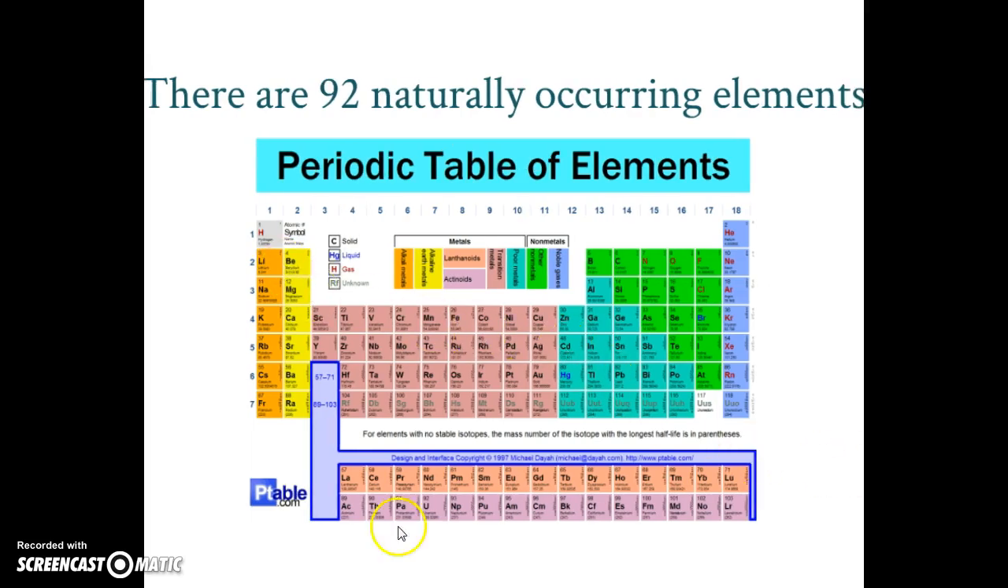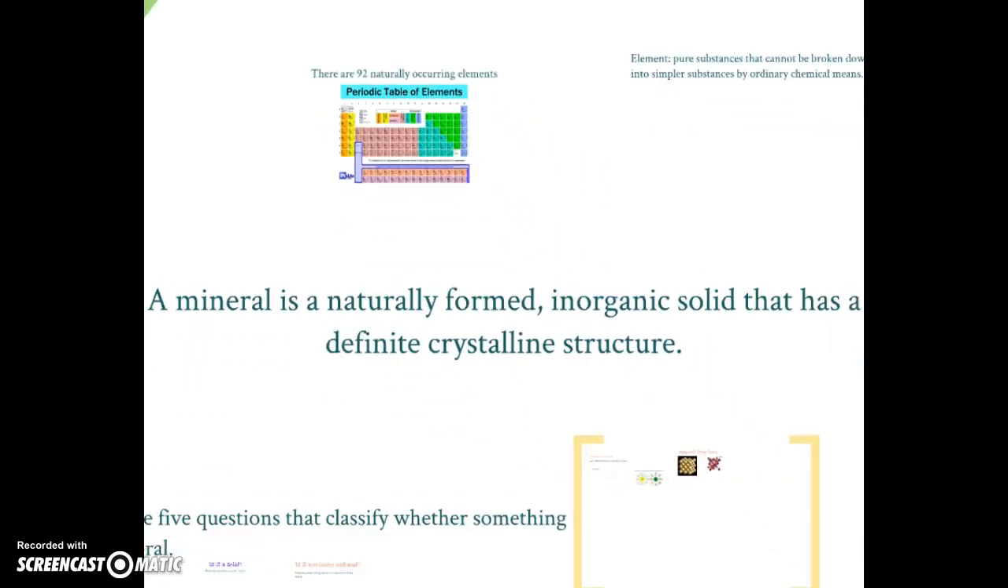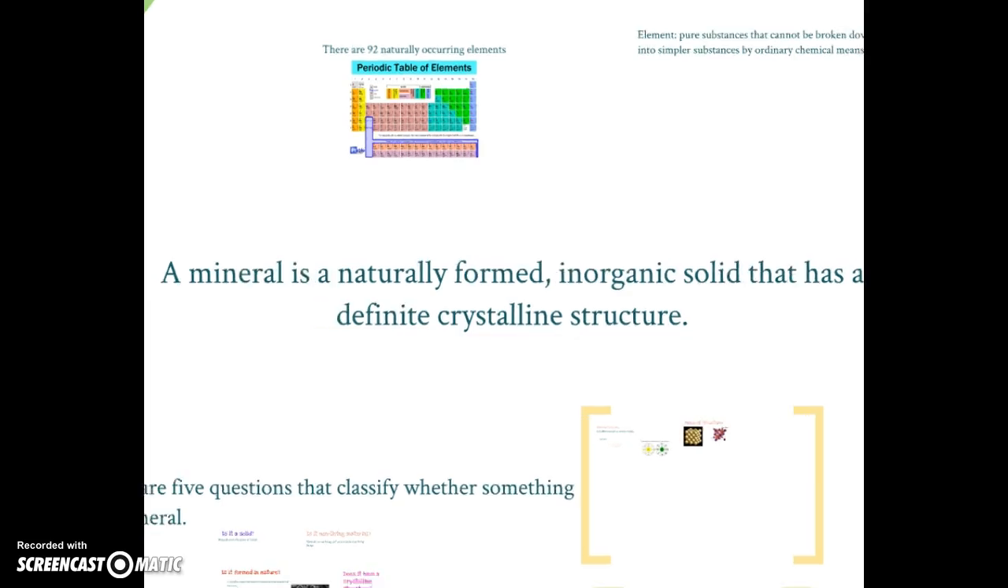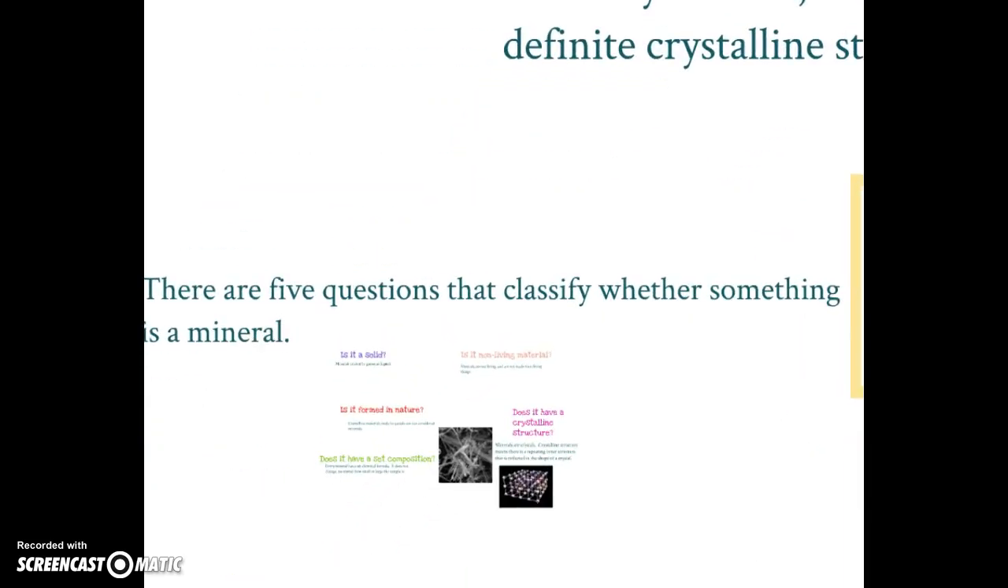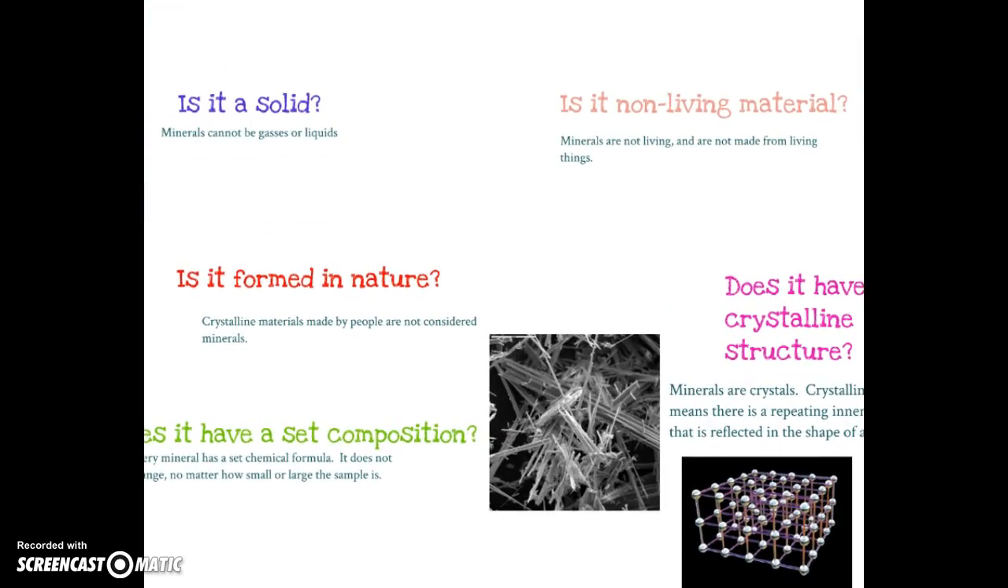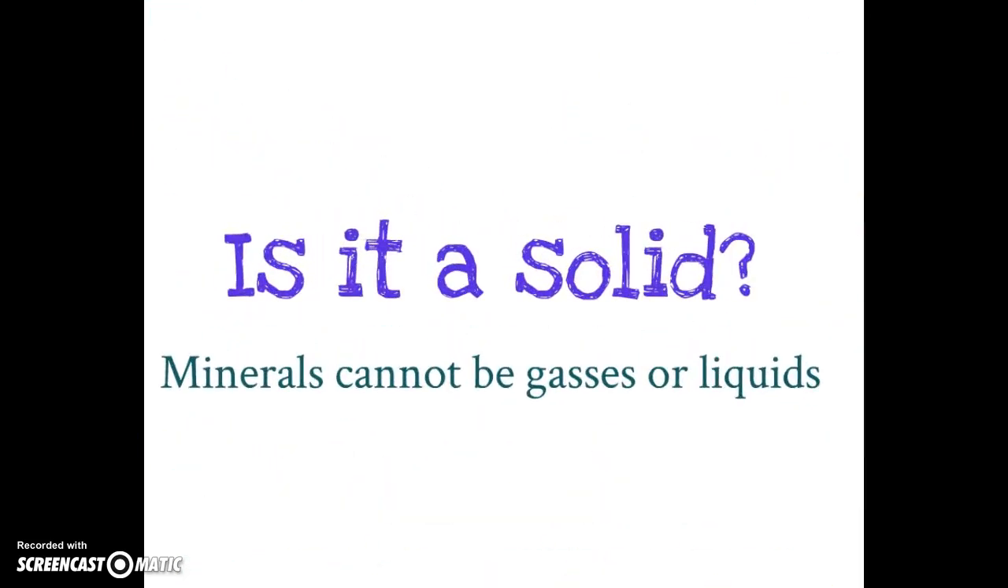And here's the periodic table that we like to use, ptable.com, if you want to go and explore the different types of elements. So a mineral is a naturally formed inorganic solid that has a definite crystalline structure. That's kind of a wordy definition, but we break it down into 5 questions that you can ask in figuring out whether or not something is a mineral. First question, is it a solid? Minerals cannot be gases or liquids. They have to be solid.